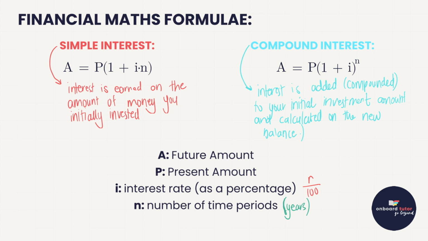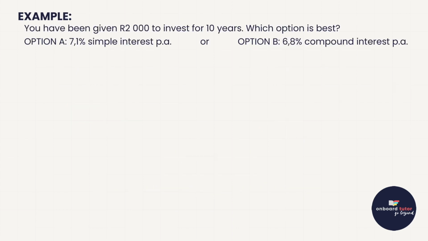Now that we have this knowledge, let's dive into some examples. You have been given 2,000 Rand to invest for 10 years. Which option is best? So we've got two options here to consider. Option A, where we've got 7.1% simple interest per annum, or option B, where we've got 6.8% compound interest per annum. So let's calculate, and then we can make a decision as to which one is best.